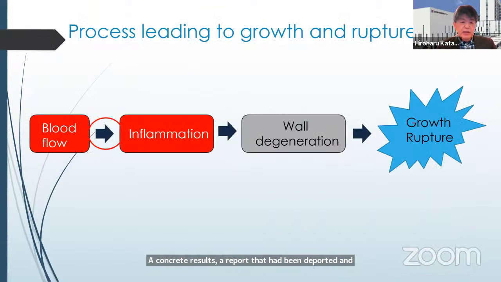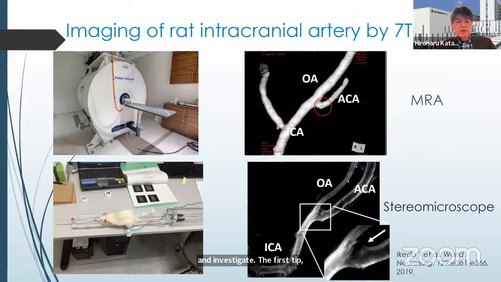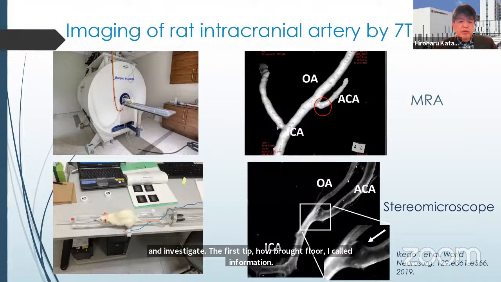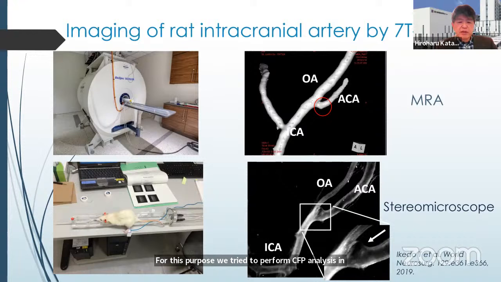I think there are many reasons for this, but we started to investigate the first step: how blood flow causes inflammation. For this purpose, we tried to perform CFD analysis in rat aneurysm. For CFD analysis, we have to obtain the shape of intracranial arteries in rat. After some trials and errors, we succeeded in getting a clear image of rat intracranial aneurysm by 7 Tesla MRI.